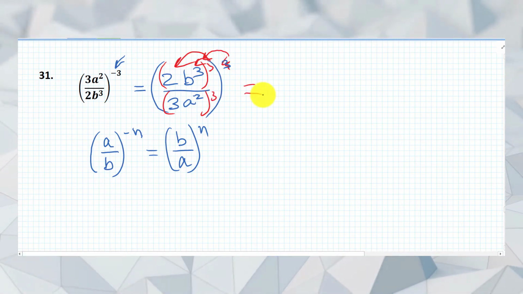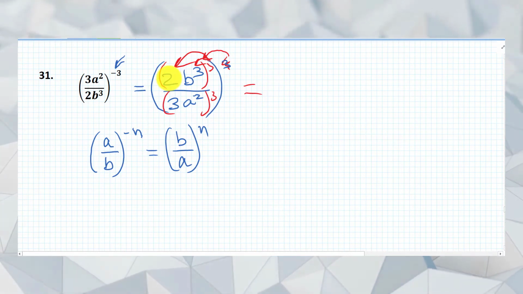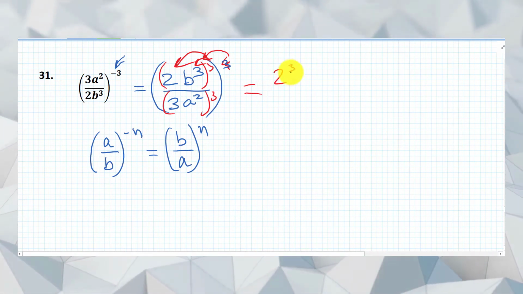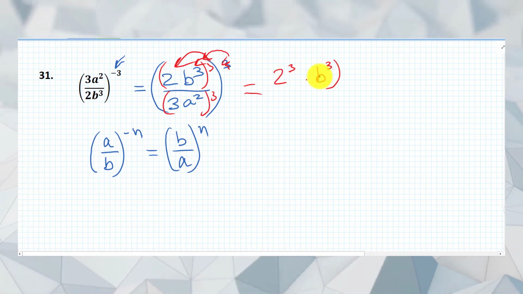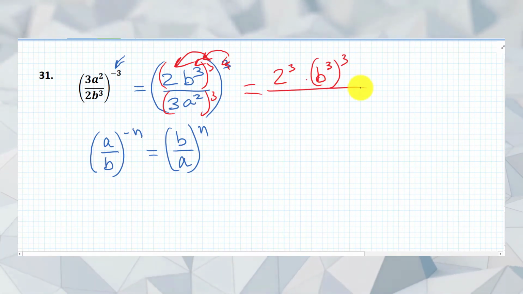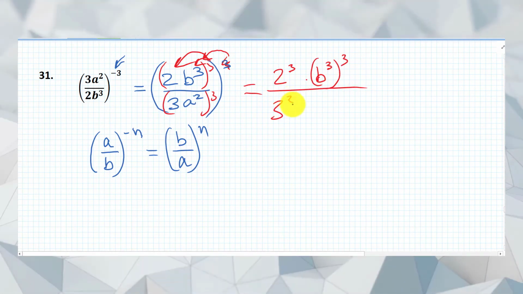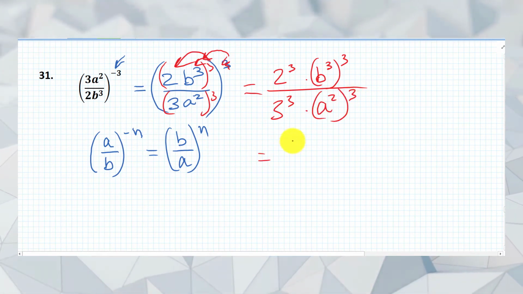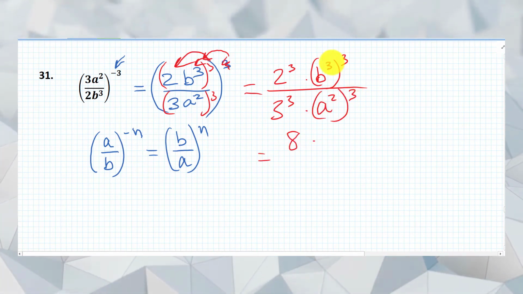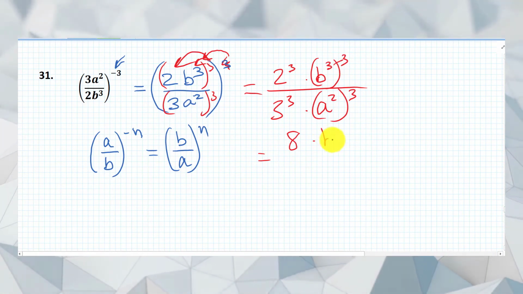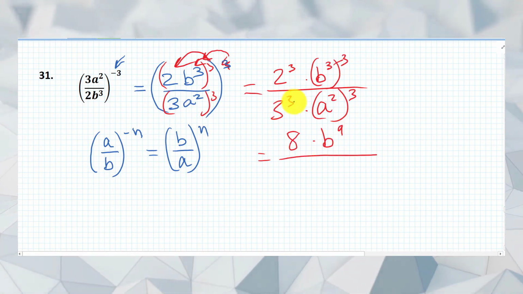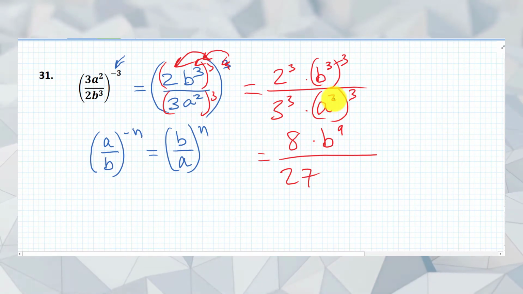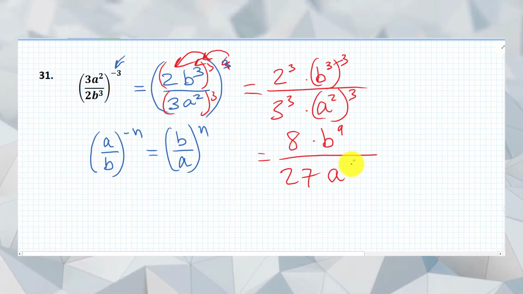So basically, at the end, what do we have? We have 2 cubed times b cubed cubed. Okay, that's for the numerator. Denominator, 3 cubed times a squared cubed. So what is this? This is 8 times, what do you do right here? You multiply the power, b to the 9, over 27 times, here you multiply the power, a to the 6.